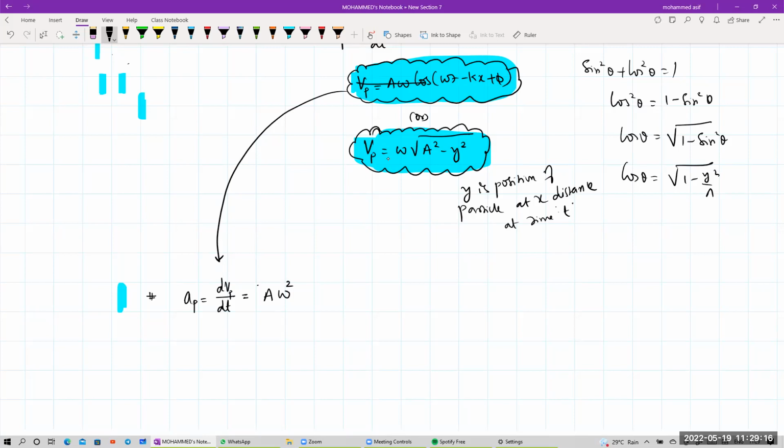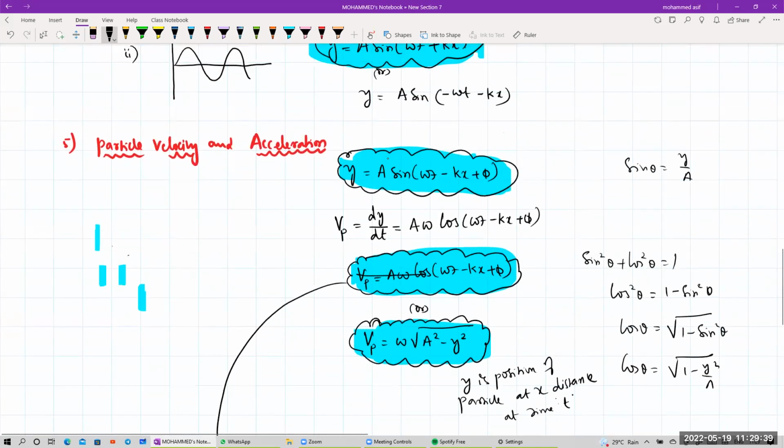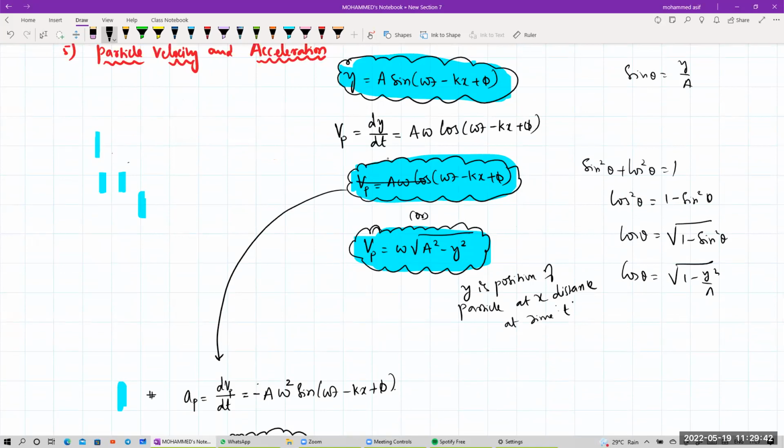A ω times ω. The differentiation of cos is minus sin(ωt − kx + φ). So the acceleration of the particle equals −ω² times A sin(ωt − kx + φ), which can be written as what, beta? The displacement of the particle. So the acceleration of the particle equals −ω² y. Here A sin(ωt − kx) is nothing but the displacement, so this part can be written from here.